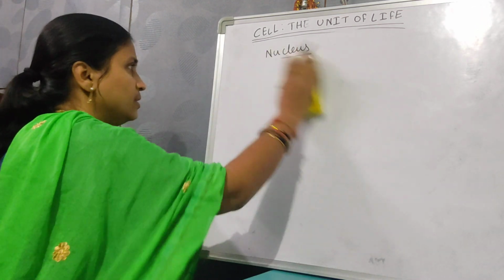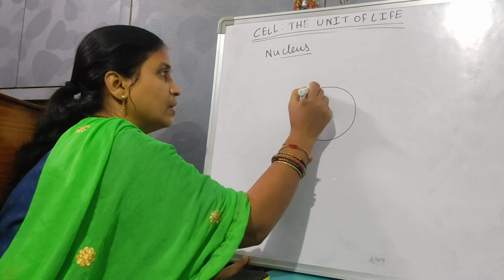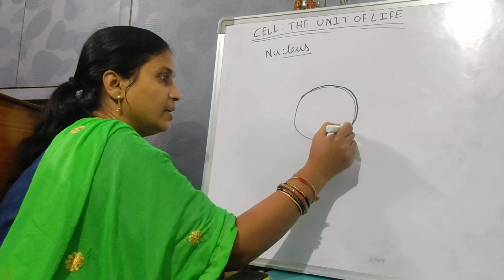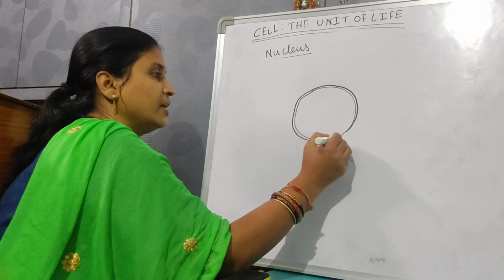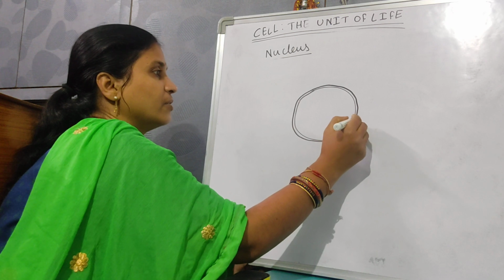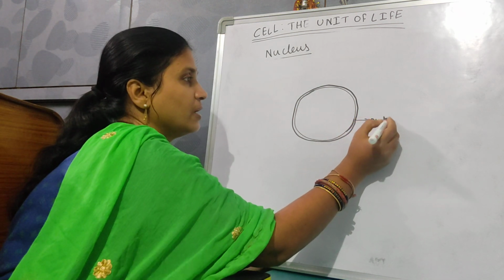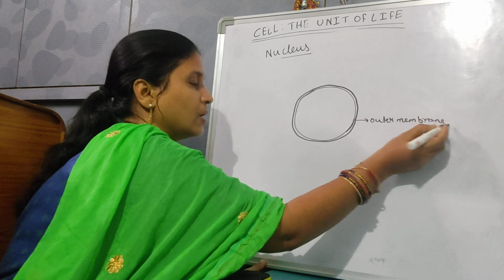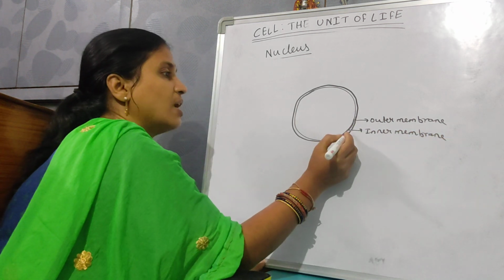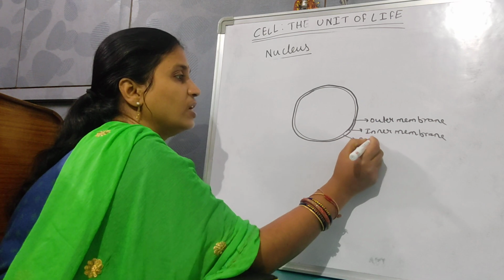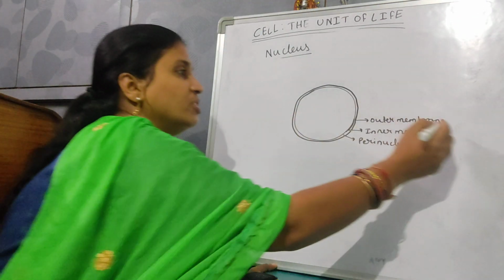Then this nucleus is covered by a double membrane, the nuclear membrane, also called the nucleolemma or nuclear envelope. This is the nucleus. This is the outer membrane. This is the inner membrane. In between the outer membrane and the inner membrane is the perinuclear space. The space between the outer and inner membranes of the nuclear membrane is the perinuclear space.